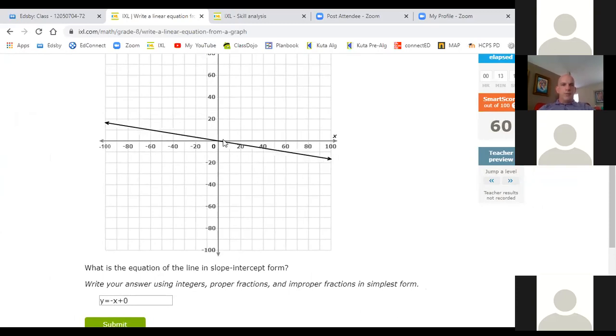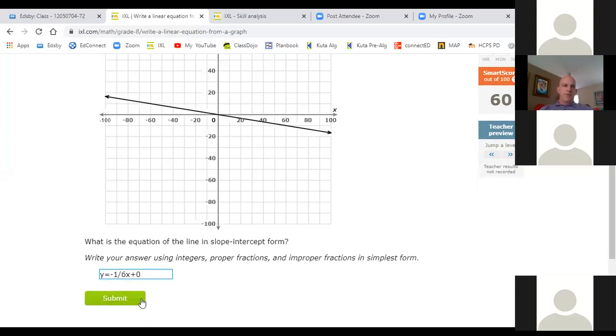So that is a down 1. That's a negative 1 direction we went down. Okay, and then we went to the right, which is a positive direction, 6. So my ratio is -1 over 6, okay? And if I wrote this just as -1/6 x instead of -1/6 x plus 0, it shouldn't count it wrong, okay?